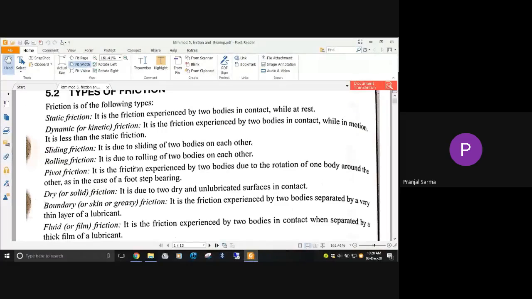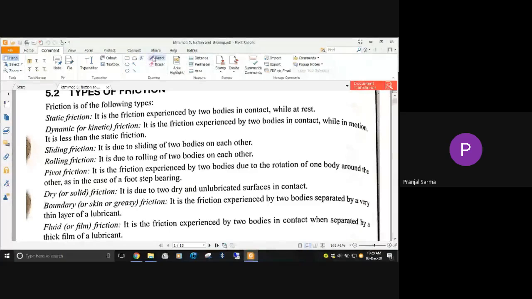Sliding friction is due to the sliding of two bodies one over another, and rolling friction is with respect to the rolling of two bodies on each other. Apart from that, this will be important: this term you might or might not have used previously, the pivot friction. It is the friction experienced by two bodies due to the rotation of one body around the other, and it is evident in cases like the footstep bearing.